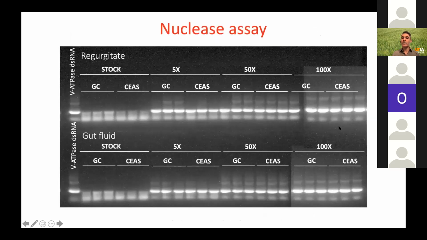When Swati looked at the nucleases, she looked at both regurgitate and gut fluid from larvae of the GC susceptible and the CS resistant colony, degrading the VATPase double-stranded RNA that we're using for selection. What you can see here is that we did not find any significant difference in the speed or the amount of degradation of this double-stranded RNA between larvae of these two different strains. The different colors here are just because we had to compose a figure from many different gels that were run at the same time, so all these results can be compared side by side. So nucleases were not involved in resistance.